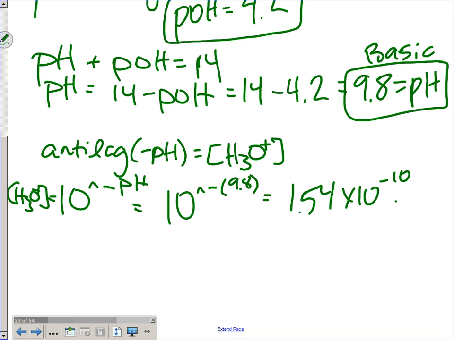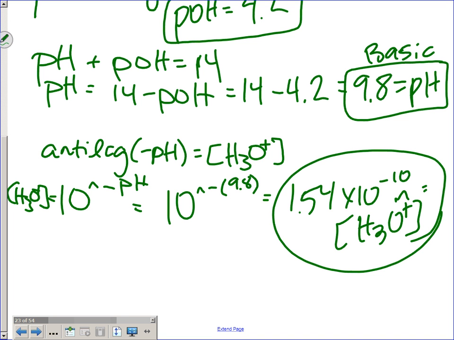10 to the negative 10th molar, and this is my hydronium concentration. Okay, I have all 4 quantities. Let's go back and just double check that all of these make sense in reference to base. Is this a small number or a big number? 10 to the negative 10. Pretty small, right? Should I have a lot of hydroniums with a base?